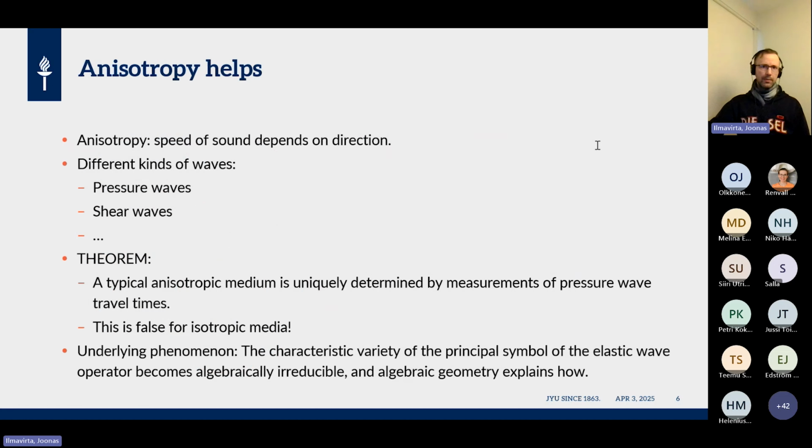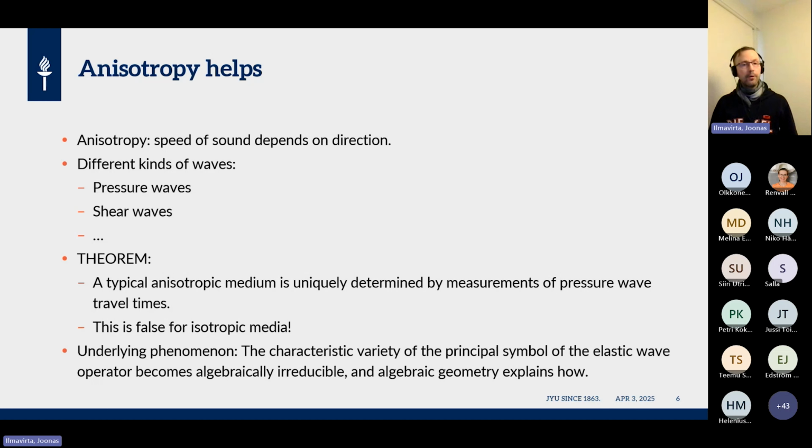Okay, a few words about anisotropy, which plays a big role in what I do. It basically means that the speed of sound depends on direction. So not just position, but also direction. In general, anisotropy means that things are not rotation invariant, so that they depend on direction, but now I'm specifically talking about sound. There are different kinds of waves, pressure waves and shear waves and other things that we need not go into. But the theorem that I'm stating here, and the only theorem of today, and it's a pretty loose one at that, is that a typical anisotropic medium is uniquely determined by pressure wave travel times.